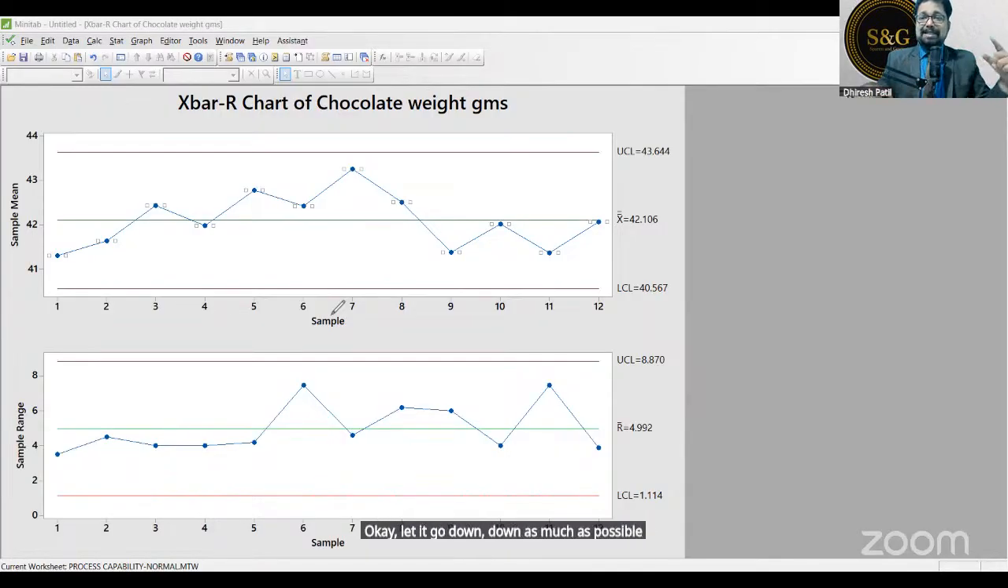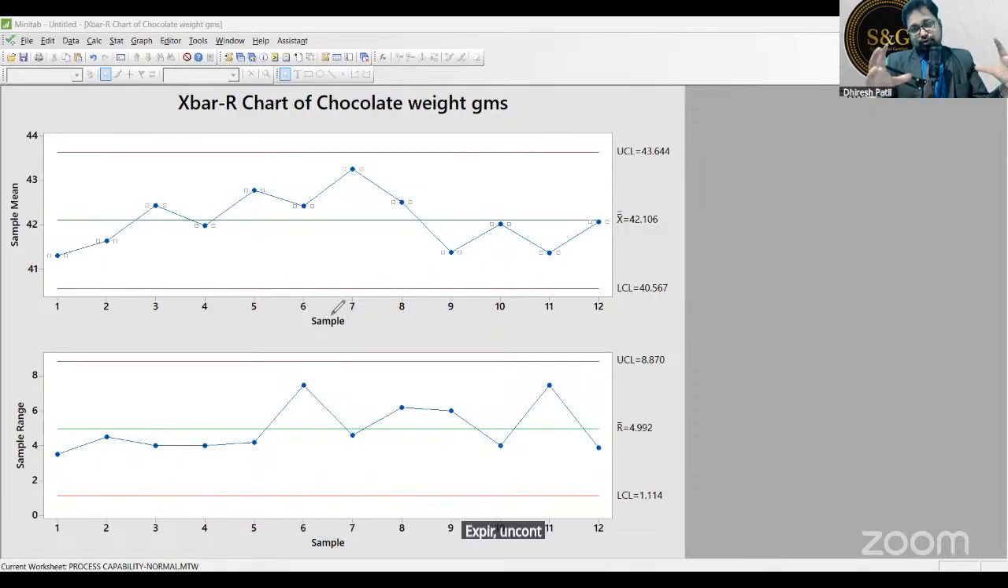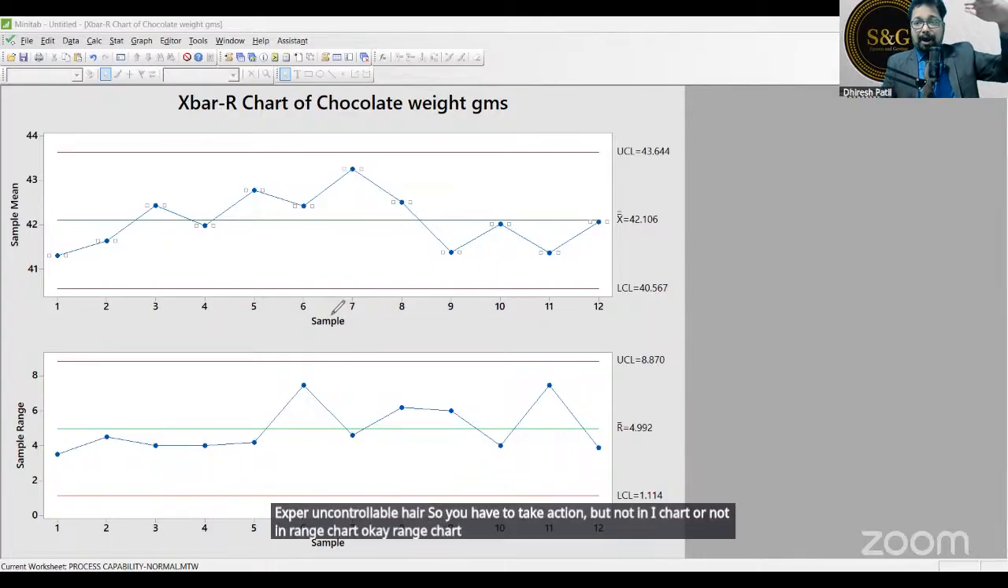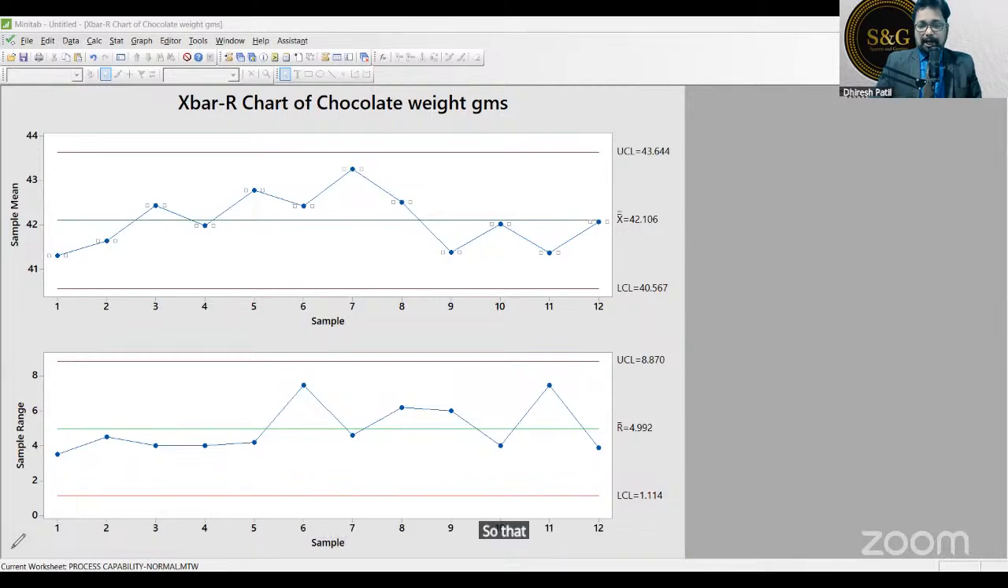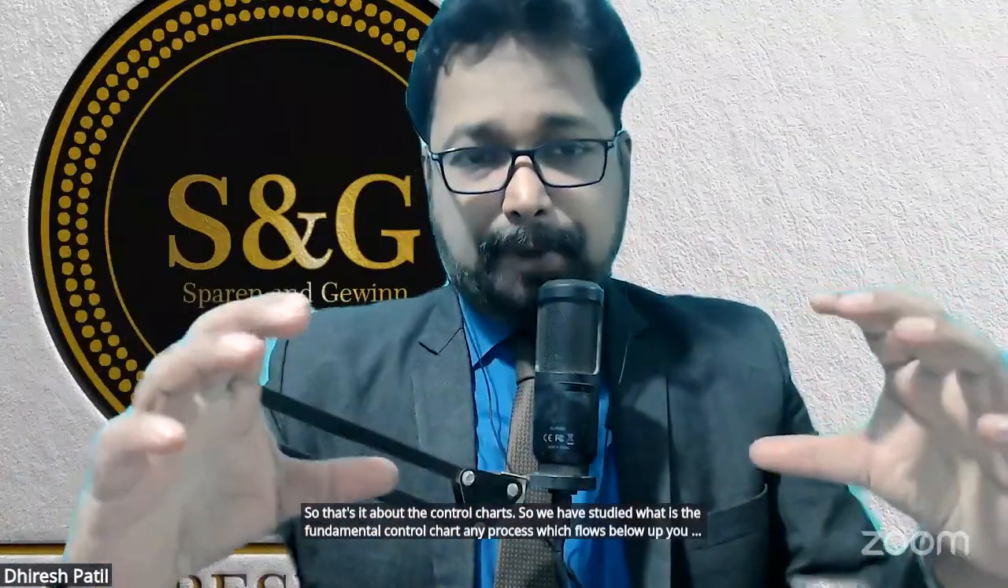And this is the logical thinking that should be put into place. The software will show us in control or out of control. Does not matter. The X bar is out of control, so you have to take action, but not in the I chart or the range chart. Okay, range chart, if it goes beyond the upper control limit, take immediate action. But if it goes below the control limit, don't take any action, let it be. So that's it about the control charts. We have studied the fundamentals of the control chart. Any process which flows above and below within the 3 standard deviation is said to be a stable process.